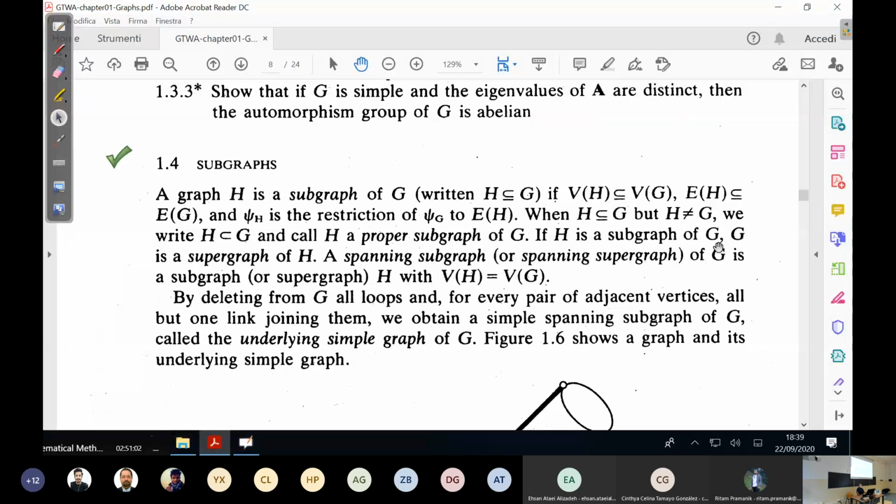If H is a subgraph of G, G is a supergraph of H. A very important particular situation is when we have a spanning subgraph or spanning supergraph of G, which is a subgraph or a supergraph with the same set of vertices. So you can have a spanning subgraph which is proper even if the sets of vertices are the same. You have fewer edges in H than in G. It is important and it will be very important in the next chapter, trees.